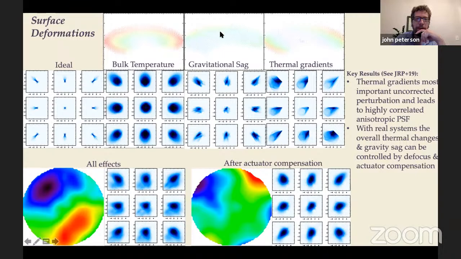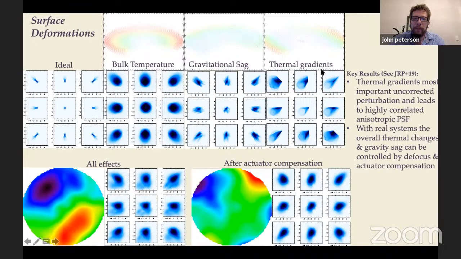You can also do the gravitational sag. So you do the gravitational forces on everything, but then you support it by the actuators or the structure that they have underneath the mirror. You get point spread functions that look like this. They have little kind of stripe patterns due to the support structure.